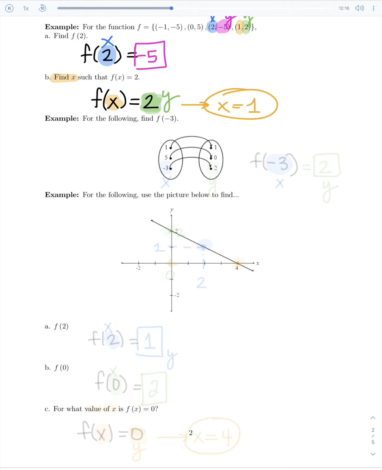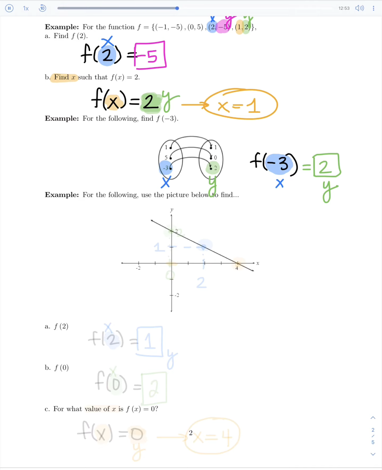Here's another one. We've got more of a diagram here, and we're trying to find f of negative 3. That means, again, like before, that this negative 3 is an x value. That should be what's going in. So an x value of negative 3 going in gives us what? Well, coming out, it gives us a y value of 2. So this should equal 2. And that's our answer because that's what we got out for y.